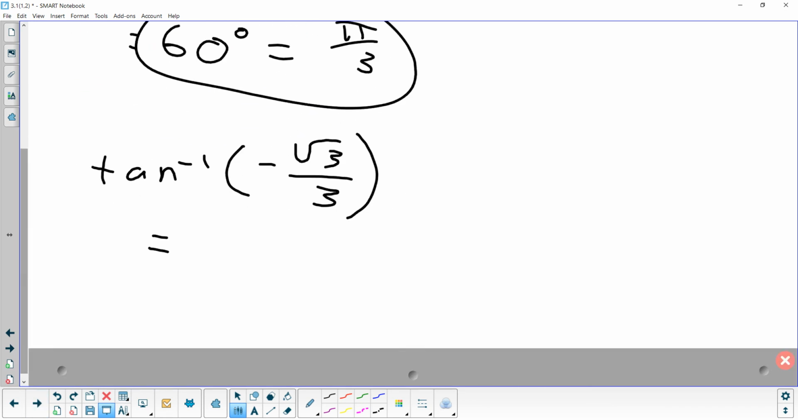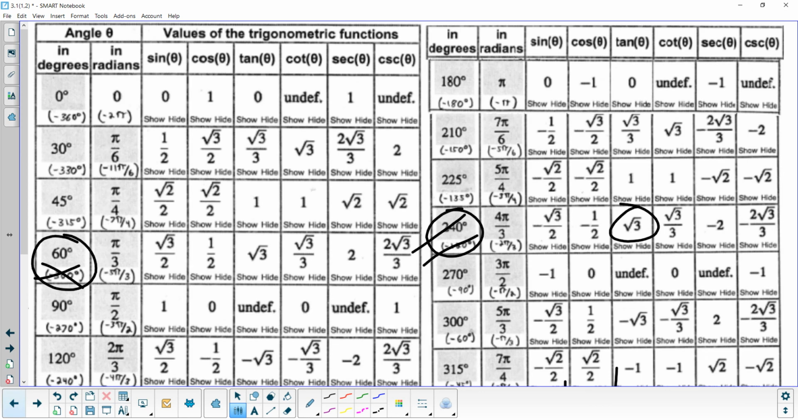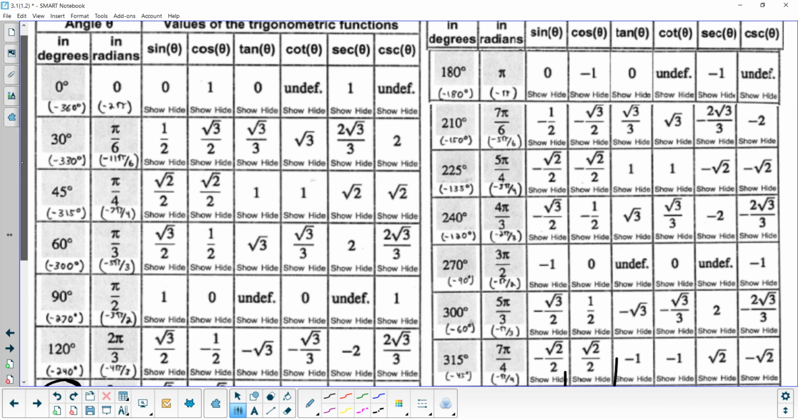And let's do inverse tangent, negative root 3 over 3. All right. Not seeing it there, so I'm going to scroll down.